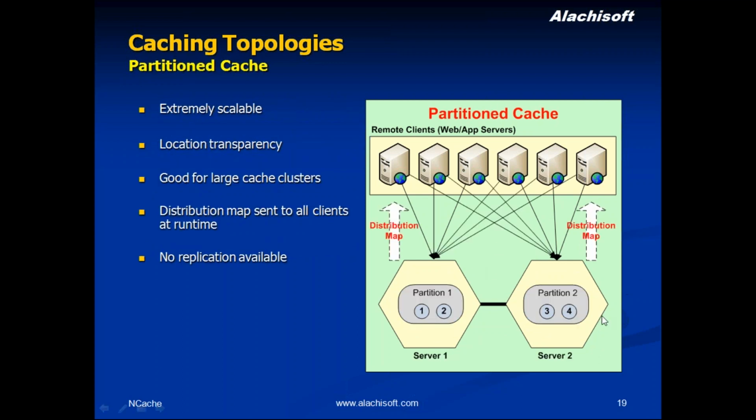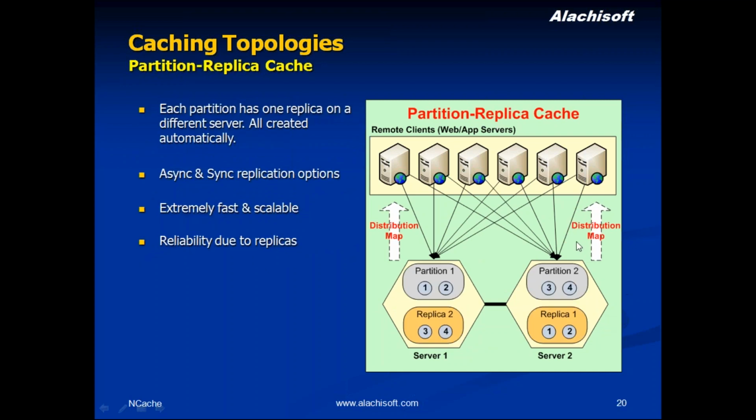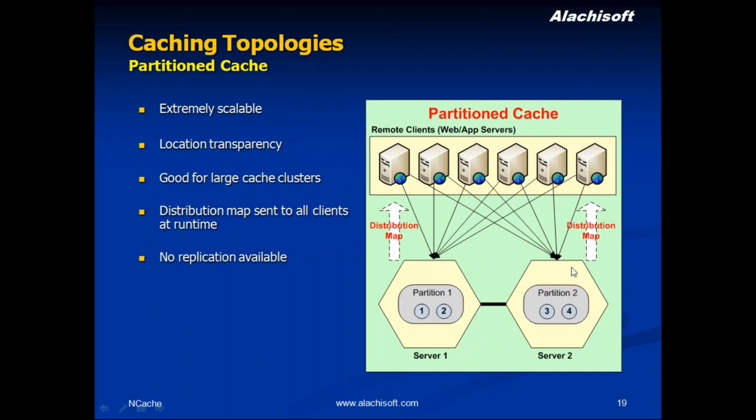Then we have partitioned cache, where we have data partitioned, and then we have partition with replication. So we have data partition where you could have 2 or more servers as needed, and data is automatically divided on all servers. Some data would go on server 1 and some data would go on server 2. There's a distribution map, so clients are already aware where data exists in the cache. They would pinpoint the server and use that server for reading as well as writing data.